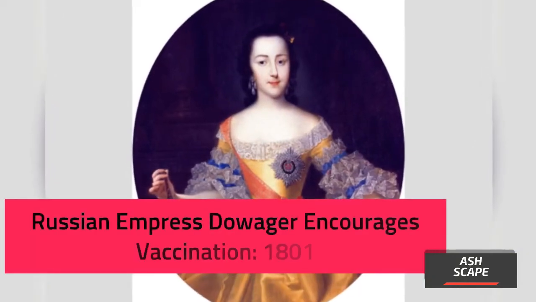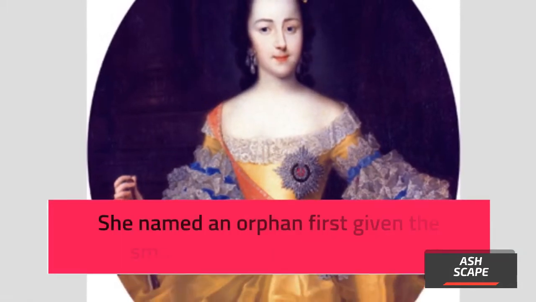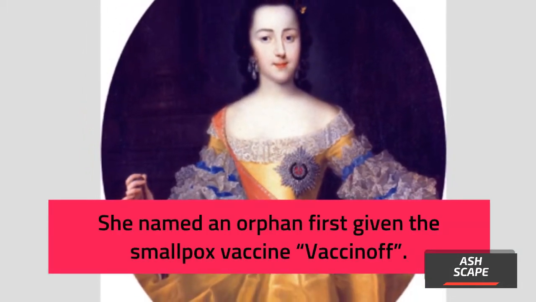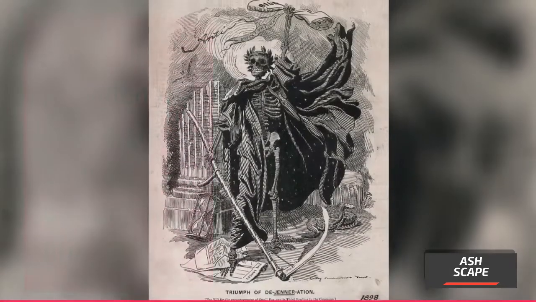Russian Empress Dowager encourages vaccination, 1801. She named an orphan first given the smallpox vaccine Vaccinov. She provided the young girl with a pension for life.